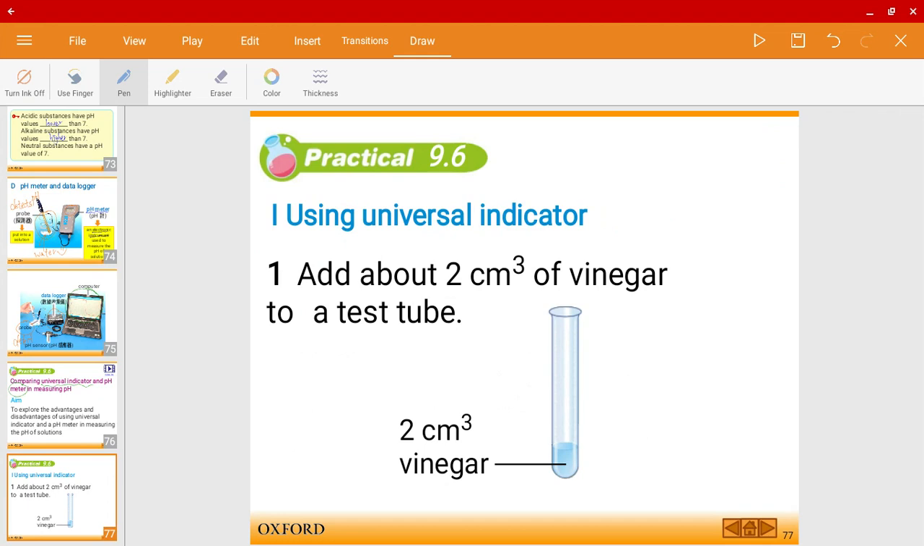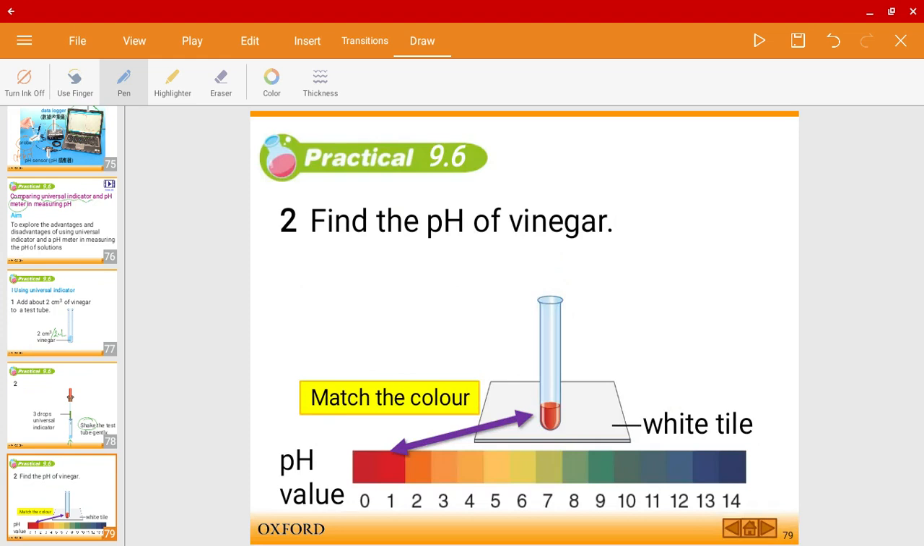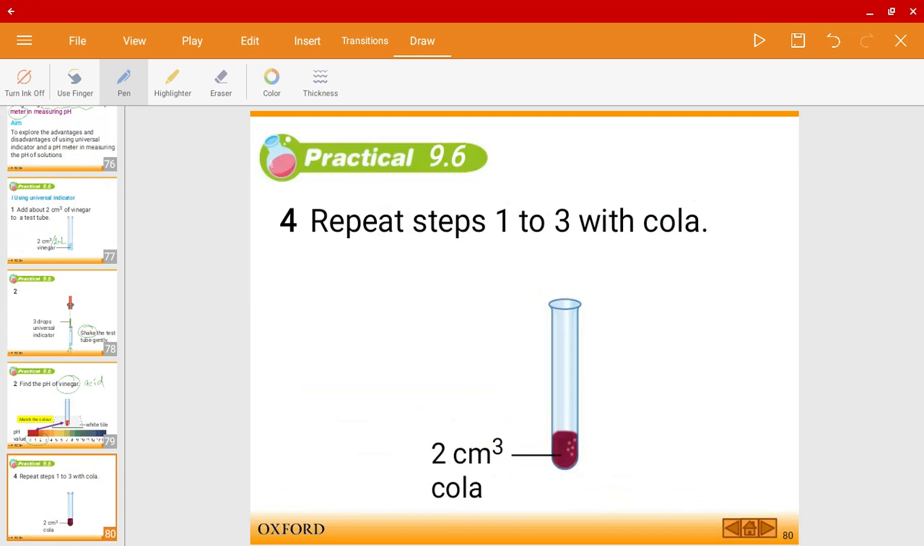First, for this experiment, they're going to use a universal indicator. So adding about 2 cm cube, or in other words, 2 ml of vinegar to a test tube. And then you just add a few drops of universal indicator to the test tube, and then you shake the test tube gently. Afterwards, you just need to match the color to the pH scale. For example, for vinegar, as it is an acid, you would notice that it would have a pH value of around 1, 2, 3, somewhere there. So you're going to repeat the same steps with cola, like Coca-Cola, a soft drink.